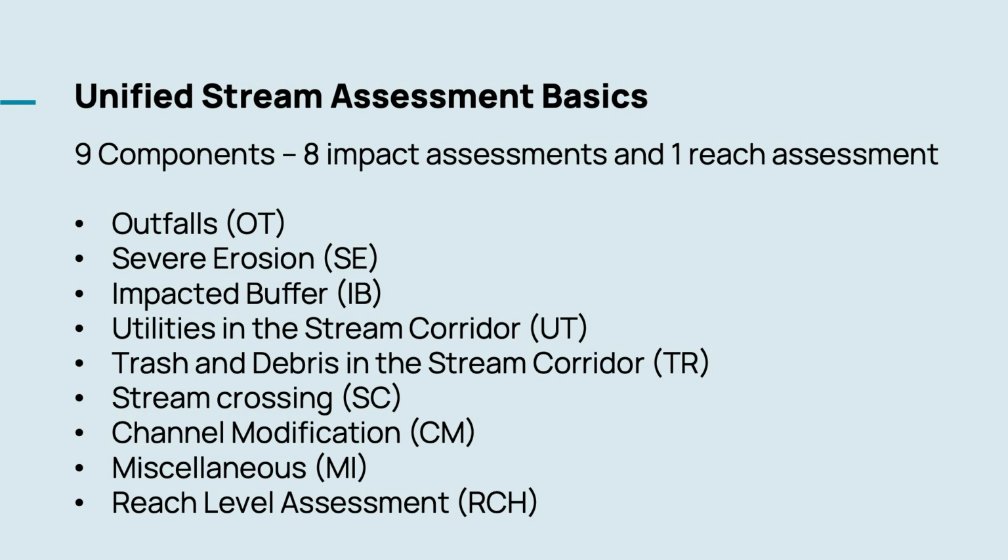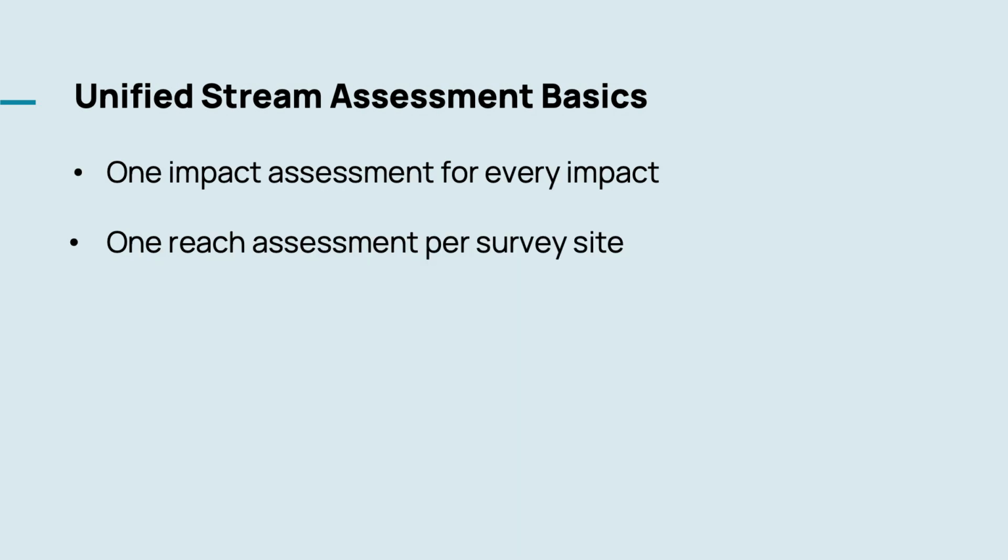So there are 9 components to the USA. 8 of those are impact assessments, and then there's 1 reach assessment. The impacts are stormwater outfalls, severe erosion, impacted vegetative buffers, trash, stream crossings, channel modification, and miscellaneous for anything else you may find. And I'll show you examples of those in a second.